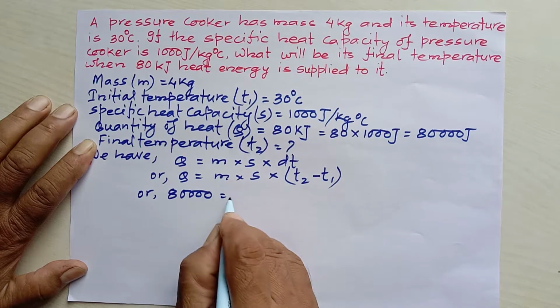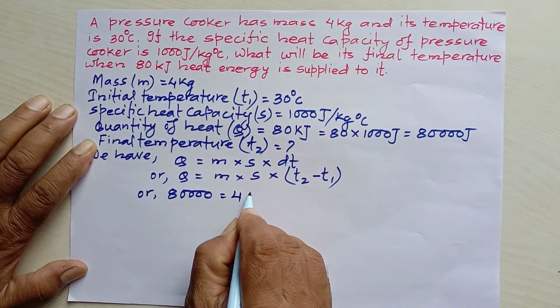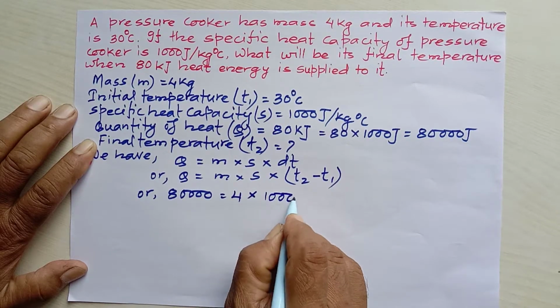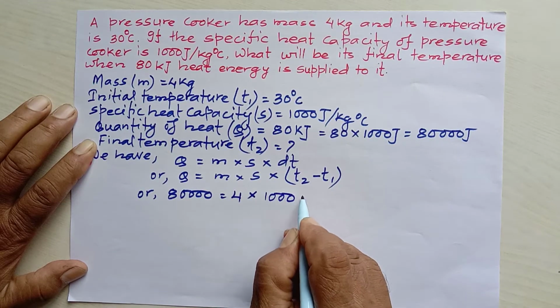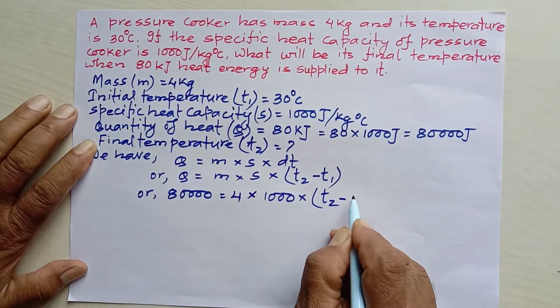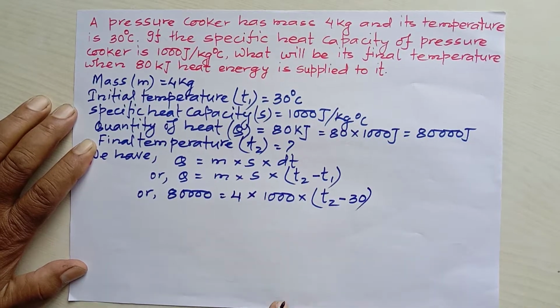Q equal to, what is the mass? 4 kg. And what is the value of specific heat capacity? It is 1000 joule per kg degree Celsius. And what is the value of T2? We are going to find out. And what is T1? 30 degrees Celsius.